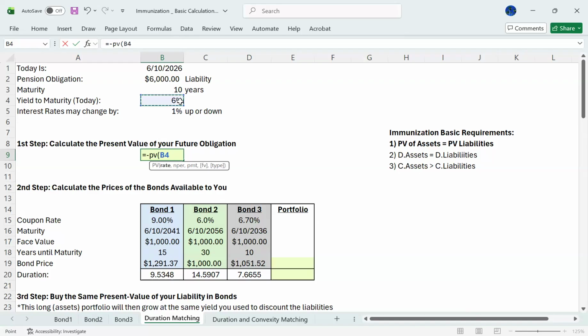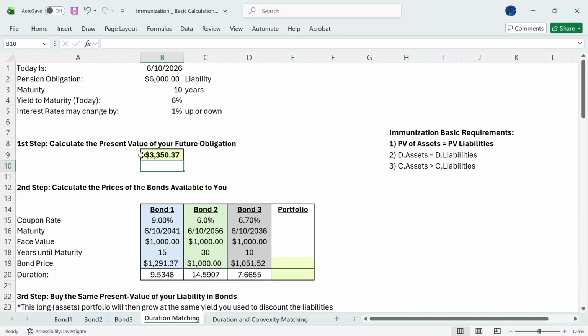So then this is the yield. This is the number of years until the maturity comes due. We don't have any payments. We have a single liability 10 years from now, which makes this particular problem quite straightforward. So we can ignore this. And then we can select 6,000 and the type is 0 and we're done.